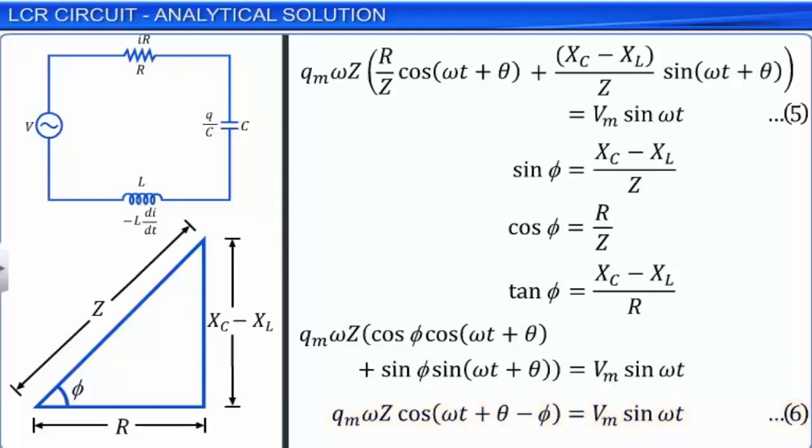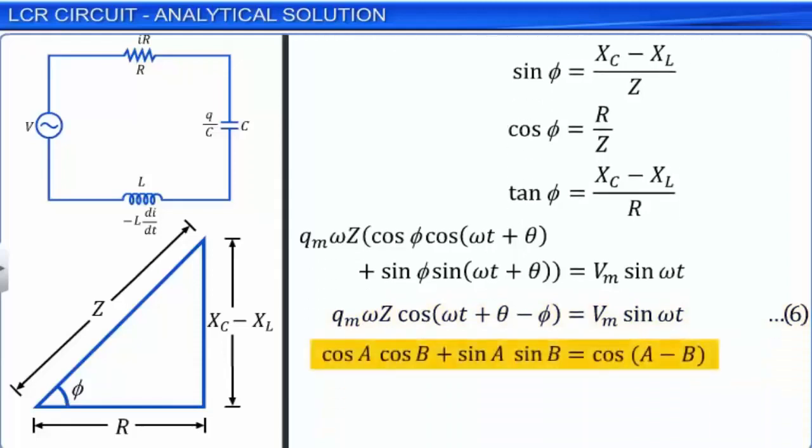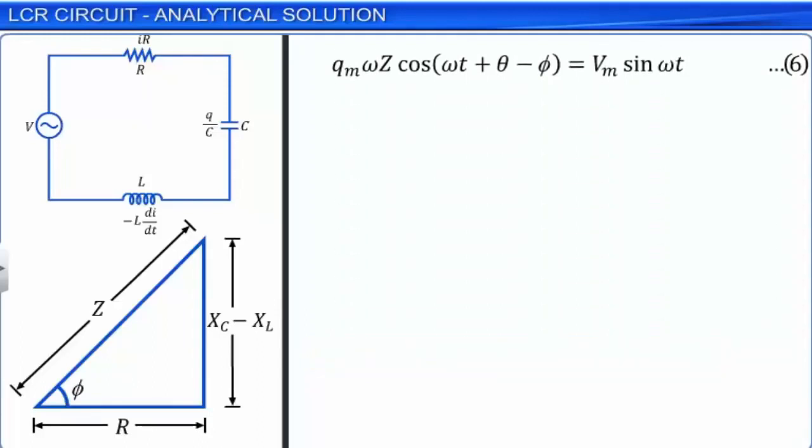Comparing the values on both the sides of equation 6, we get Vm equal to Qm omega Z, which is equal to Im Z. Therefore, maximum voltage in the LCR circuit, Vm, is equal to maximum current in the circuit, Im, into impedance of the circuit Z. Also, as cos(omega t minus pi by 2) is equal to sin omega t, we have theta minus phi is equal to minus pi by 2.